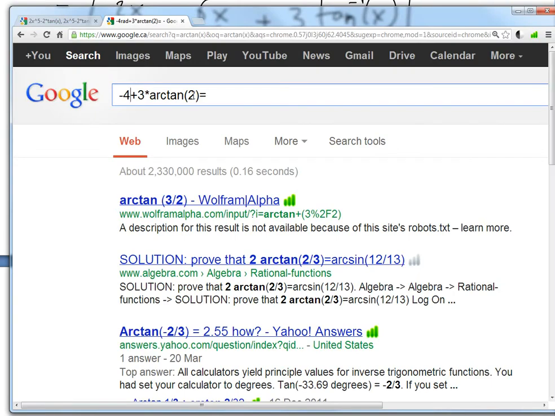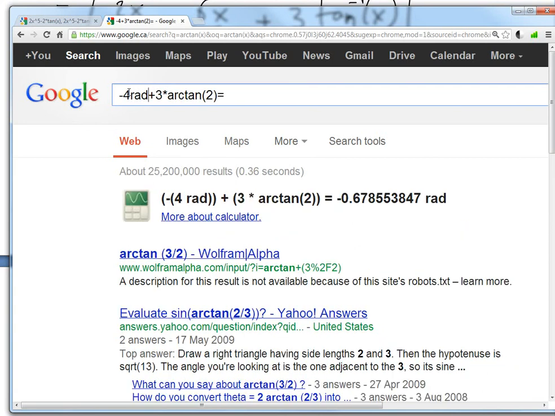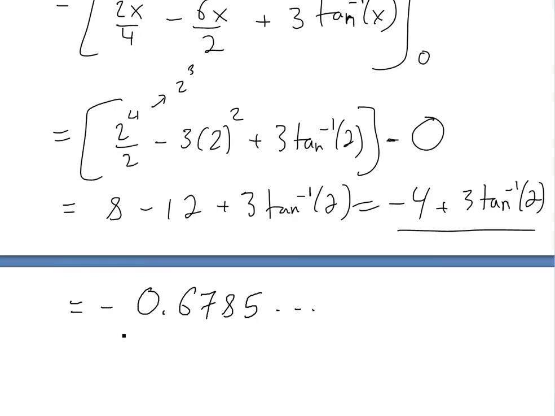So if I try plugging that value in the calculator here, if you just put negative 4 plus 3 arctan 2, you're not going to get an answer with Google. That's because arctangent, remember, is the inverse, so it gives you what's inside the tan function, which is in radians by default. So you would have to put negative 4 rad here in the calculator. So then we're going to get this value here, negative 0.678. And I'll write it down here.